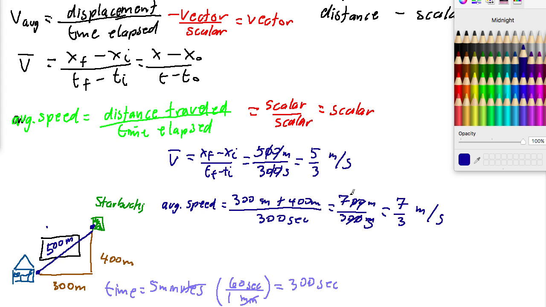Now, notice that they are different. They're not the same. Many times, like in our previous video, the average speed and the average velocity will end up being the same, but the majority of the times, it will not be the same. So I hope this video was helpful. And before I go, I'll give you one last sample.